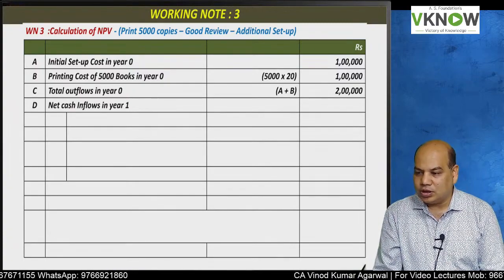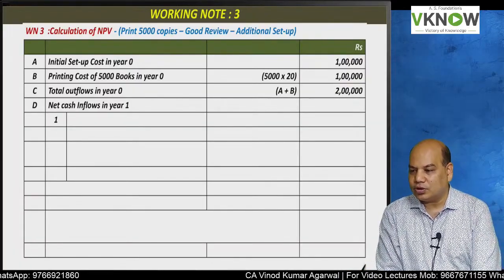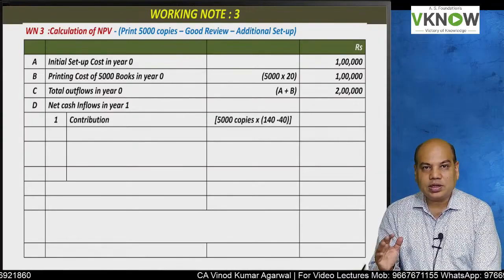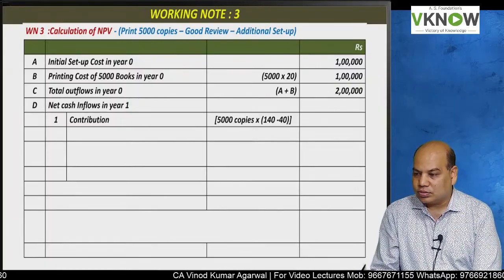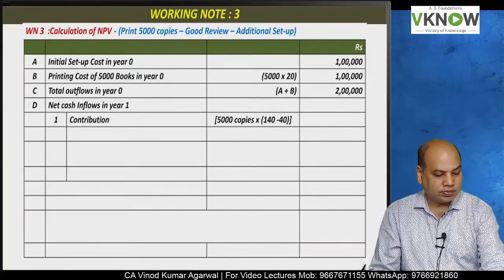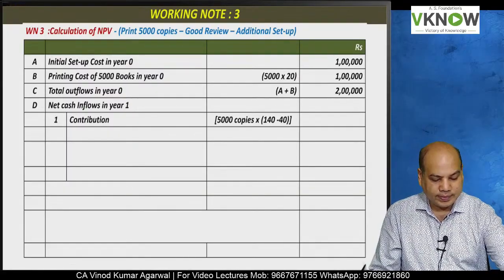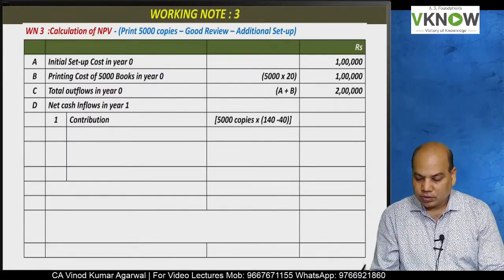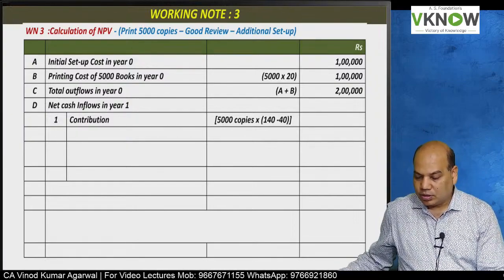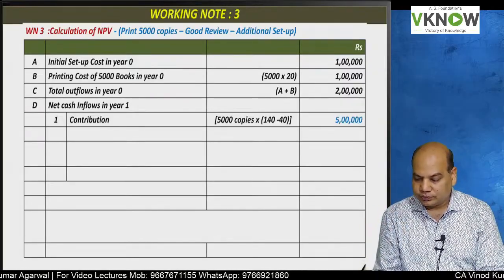Net cash inflow in year 1. Now let us see cash inflow in year 1. Net cash inflow in year 1. In first year what we'll do? We will sell 5,000 copies because review is good. Point number 1, contribution. Contribution is equal to 5,000 copies. We are going to sell 5,000 copies in the first year, and contribution will be 140 rupees selling price, 40 rupees other cost, 5 lakh.